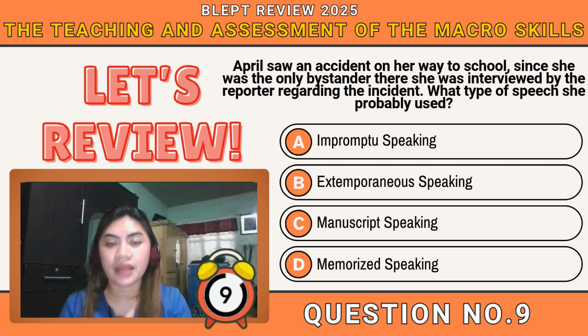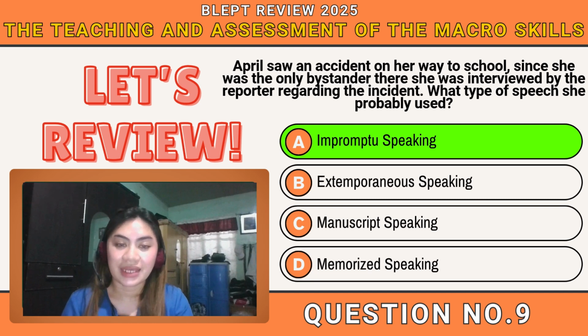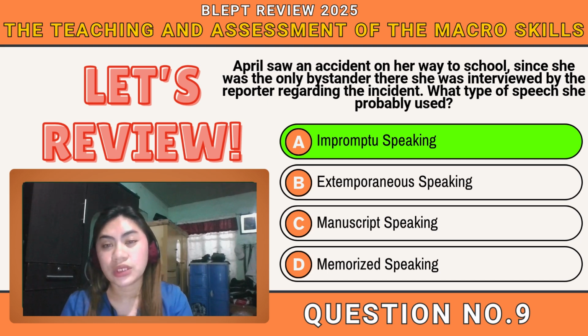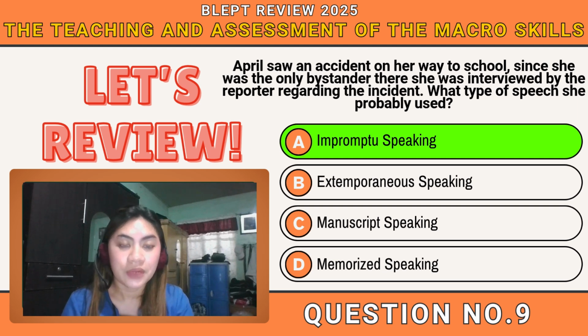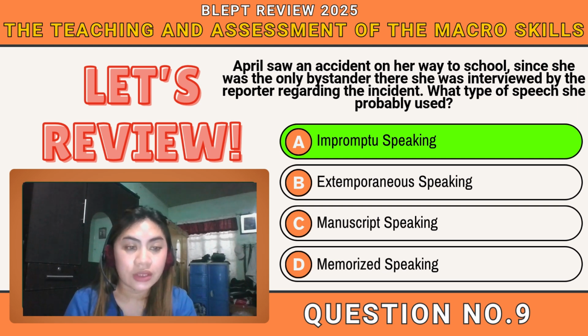Okay, your time is up, and the right answer is impromptu speaking. Impromptu speaking is the presentation of a short message without advanced preparation. Impromptu speeches often occur when someone is asked to say a few words or give a toast at a special event. So in this specific situation, April will be asked a few questions regarding the incident that happened since she was a bystander. Right, so the extemporaneous, manuscript, and memorized speaking are the detractors.